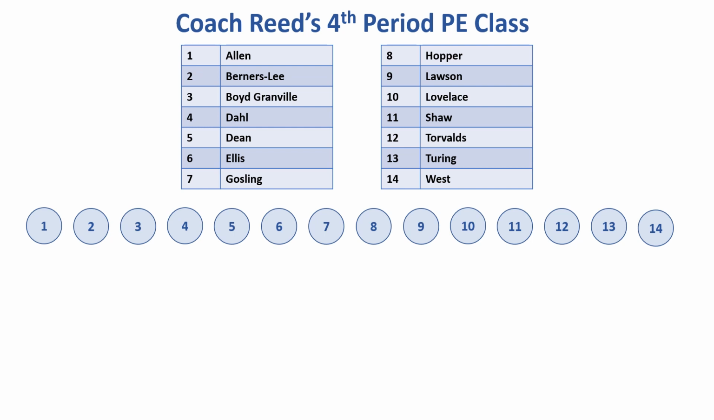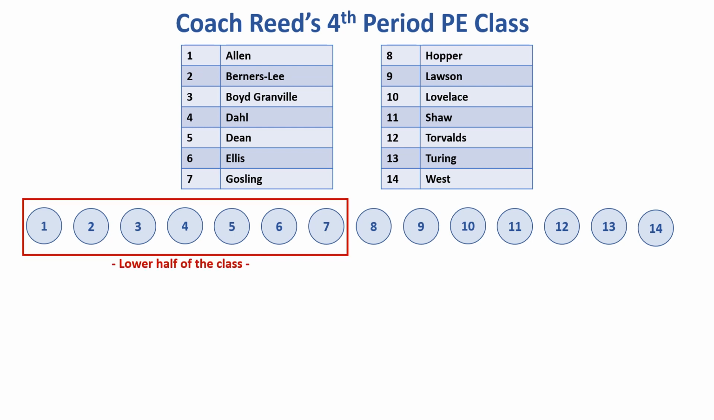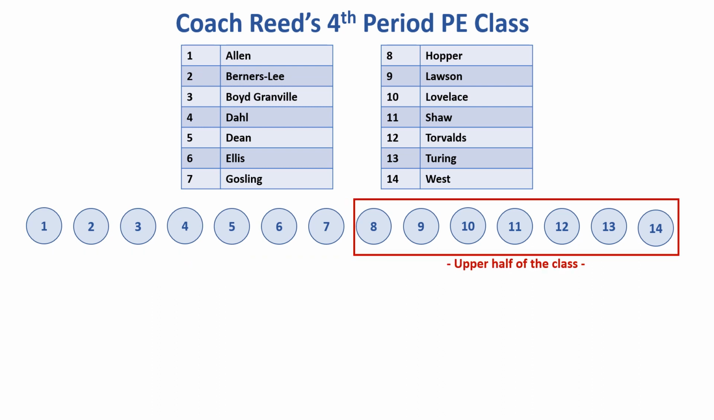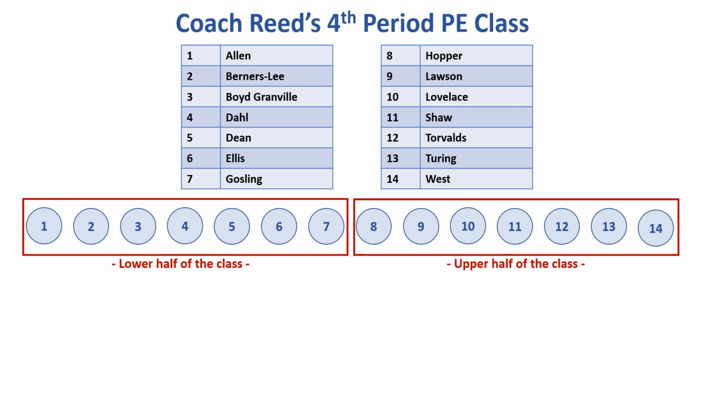Remember, the random application asks us to create a team captain generator for when the class scrimmages. Scrimmaging is when one half of the class plays against the other half of the class. To make things easy for Coach Reed, the random array program is going to split the class into 2 halves. The lower half of the class and the upper half of the class.